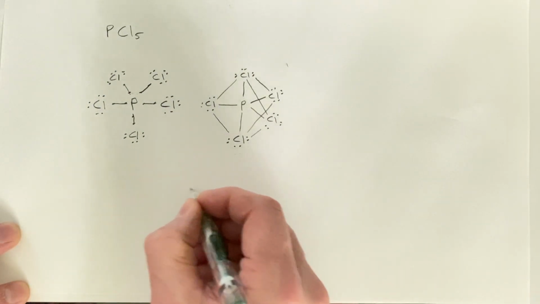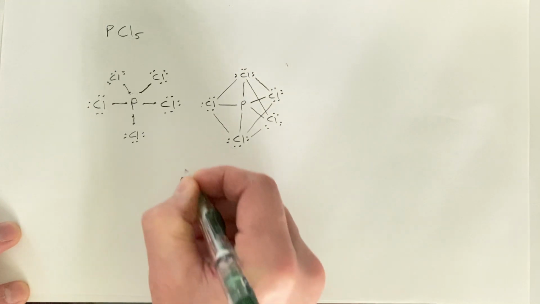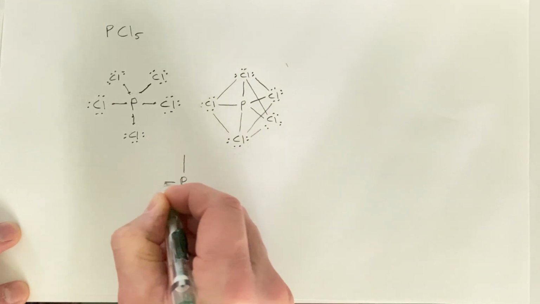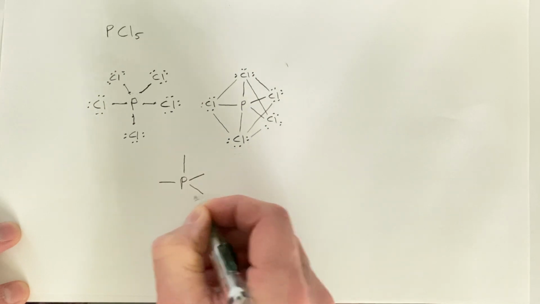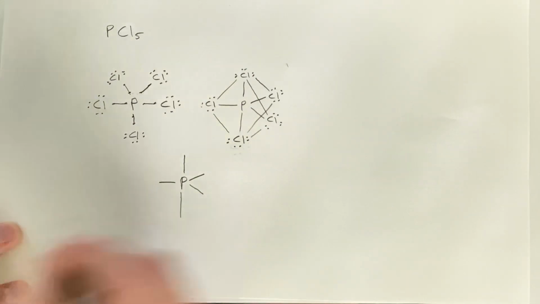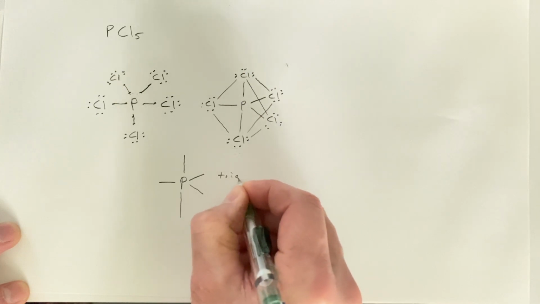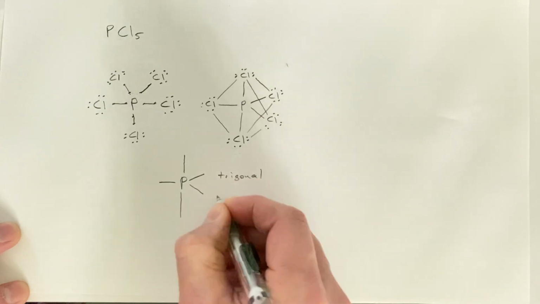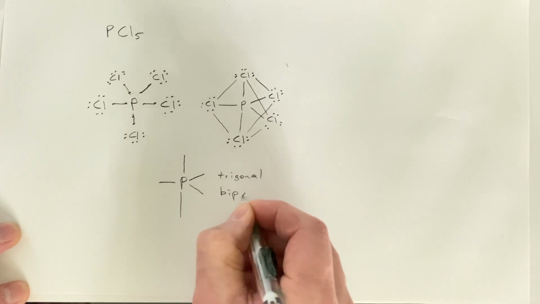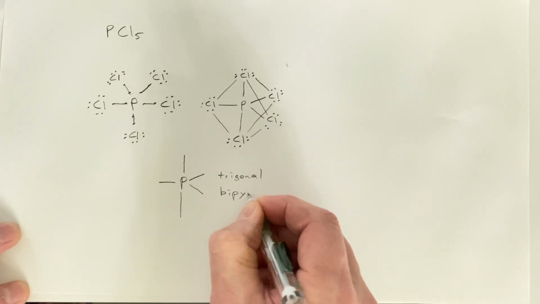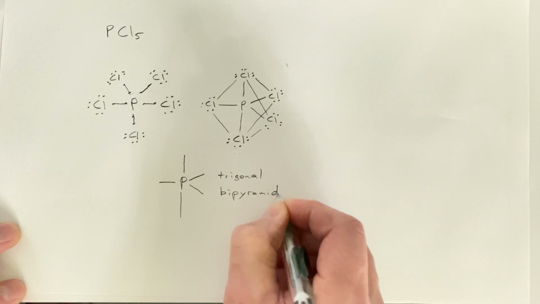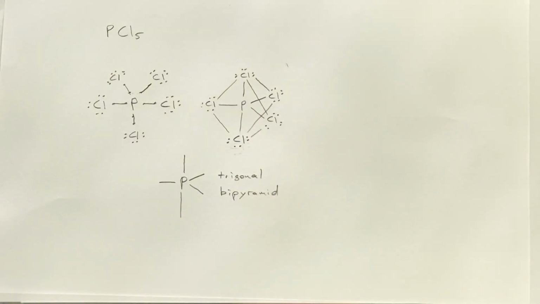So if we looked at this, we could say, well, here's our phosphorus atom, and the phosphorus atom has a trigonal bipyramid structure for its electron geometry. Now again, in this case, the molecular geometry matches, but what we're after for hybridization is the electron geometry.